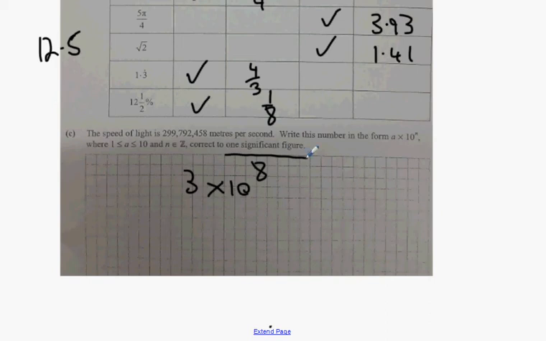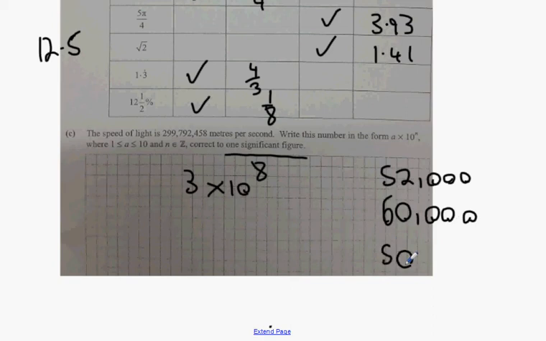Because I often forget, so I'm going to admit as well. If I have 52,000, how many significant figures is that? It's actually 2. If I have 60,000, how many significant figures is that? 1. If I have 50,002, how many significant figures is that? It's actually 5, because of the zeros sandwiched in between. Every number matters. So for significant numbers, guys, I really need you to focus in on this.